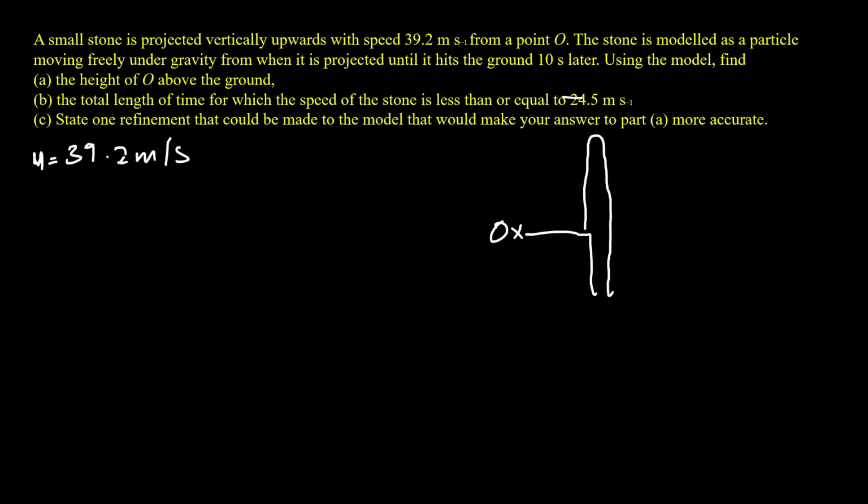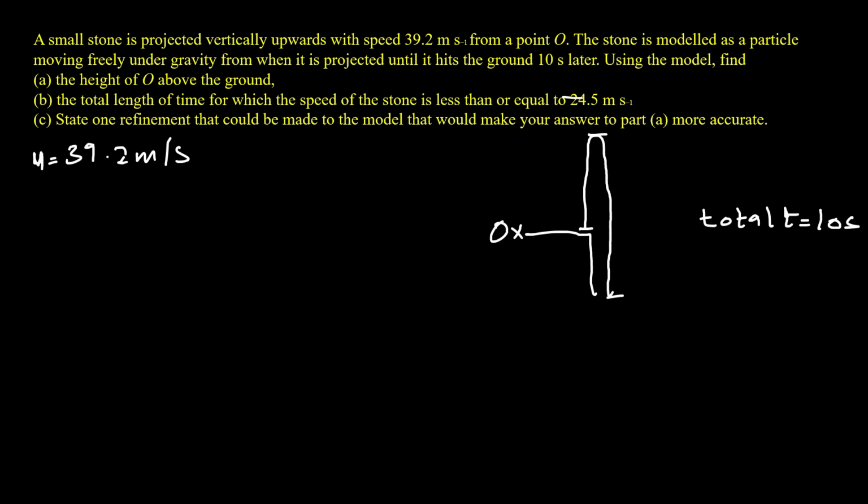Okay. From point O, the stone is modeled as a particle moving freely under gravity from when it is projected until it hits the ground 10 seconds later. The stone hit the ground 10 seconds later. So the total journey from here to top and back to ground is a total time of 10 seconds. Some of that time was consumed while the stone was moving upward, and the rest of the time was used when the stone was falling down.